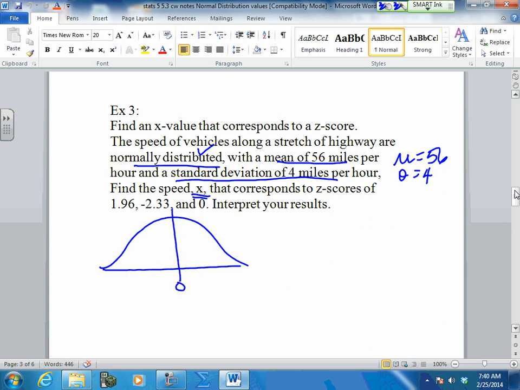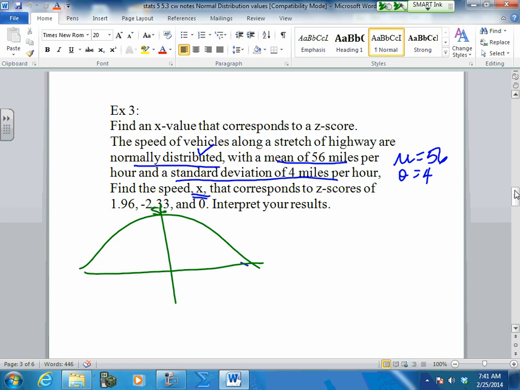So we look at our chart, our curve. 1.96 is somewhere over here. Negative 2.33 is somewhere over here. Our mean is up here. We can figure out our standard deviations all the way up, and we can subtract them all the way down. In fact, that's probably a better place to start. Let's do that first, and then you can get to see what this curve looks like. So let's start with your 56, and let's add 4. 60, 64, 68.